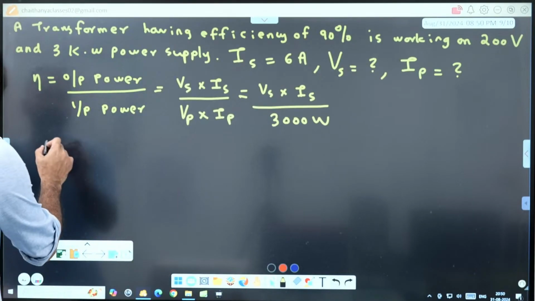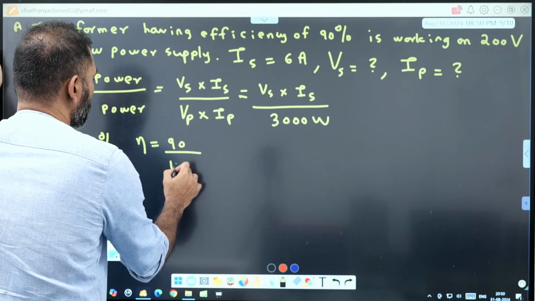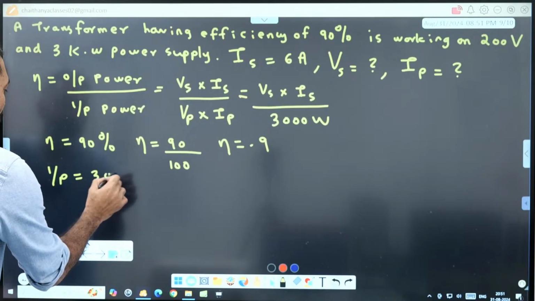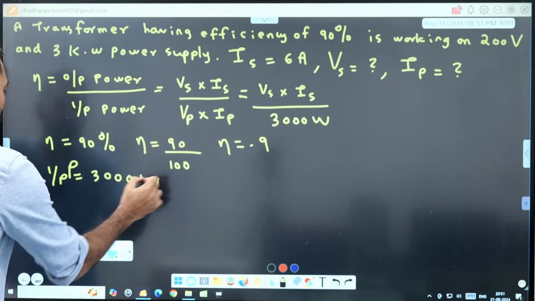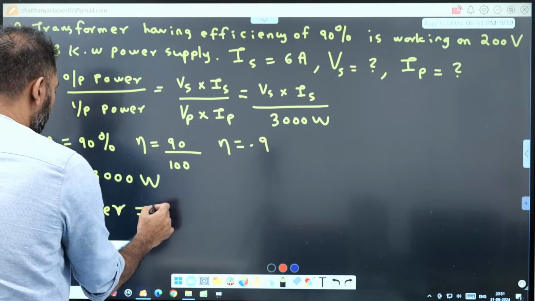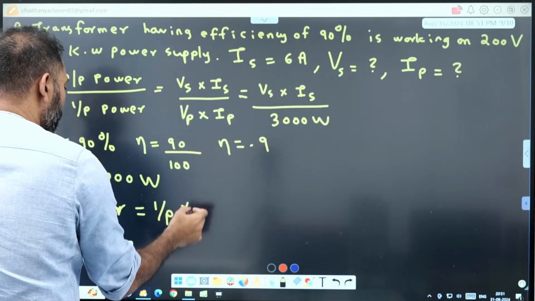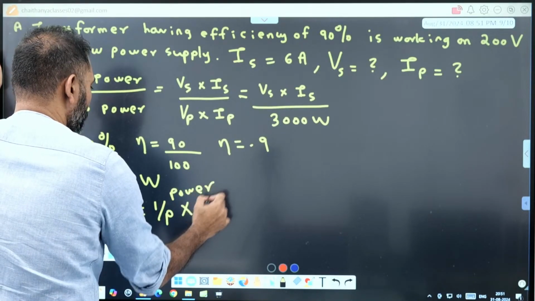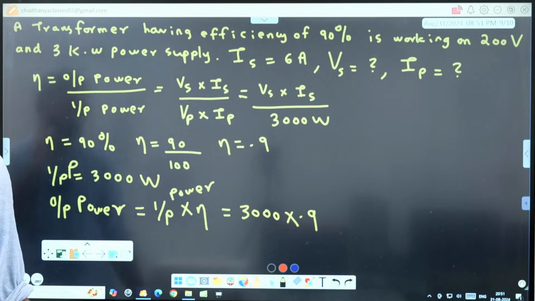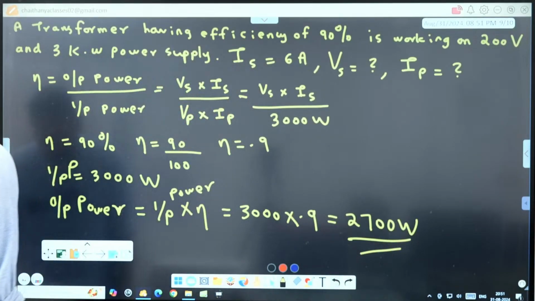അപ്പോൾ എഫിഷ്യൻസി eta is equal to 90%. That is eta equal to 90 by 100, that is eta is equal to 0.9. So input power is equal to 3000 watt. അപ്പോൾ ഔട്ട്പുട്ട് പവർ കാണാൻ എന്ത് ചെയ്യണം? Eta is output power by input power, so output power equal to input power into efficiency. 3000 into 0.9. So answer will be 2700 watt. This is the output power.